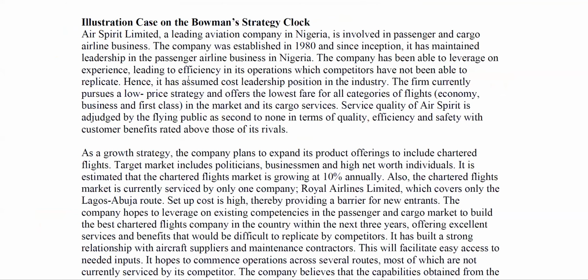So Air Spirit Limited, a leading aviation company in Nigeria, is involved in passenger and cargo airline business. The company was established in 1980, and since inception, it has maintained leadership in the passenger airline business in Nigeria. The company has been able to leverage on experience, leading to efficiency in its operations, which competitors have not been able to replicate. Wow. So what are we saying here? Can this create competitive advantage? It's a strength.